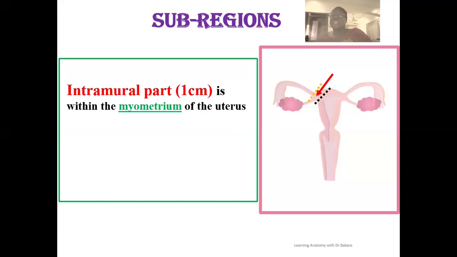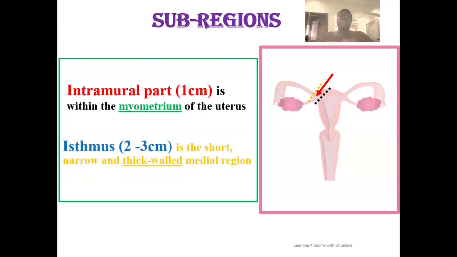Although it is a part of the uterine tube, it is still located within the myometrium of the uterus. And this is what is arrowed here in red. This is about 1 centimeter in length. And it is important for us to know that there is a sub-region of the uterine tube that is located still within the substance of the uterus.